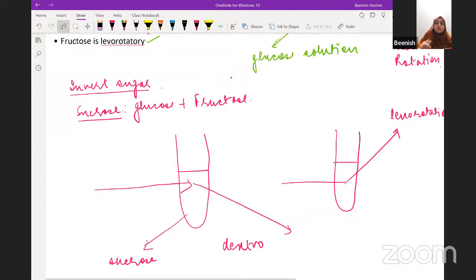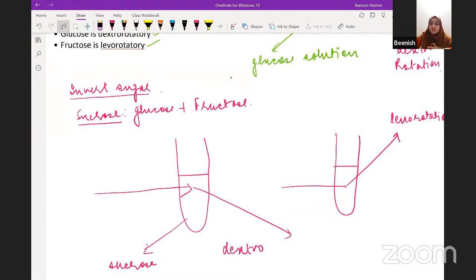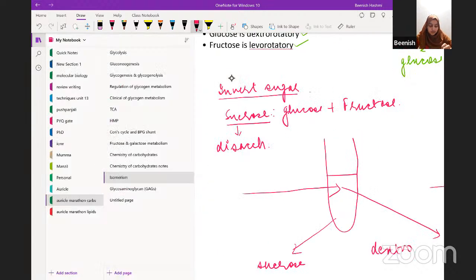Therefore, your sucrose is known as invert sugar because there is inversion of rotation of plane polarized light. Initially, there was dextrorotation, but later on, there is levorotation. And why is this happening? Because your sucrose is a disaccharide made up of glucose and fructose. Initially, when the sucrose was together, there was dextrorotation because of glucose. But upon hydrolysis, after some time, the glucose and the fructose separate, and the levorotation of fructose is more than the dextrorotation of glucose. So levorotation is happening. So that was about isomerism. With this, we come to the end of isomerism.